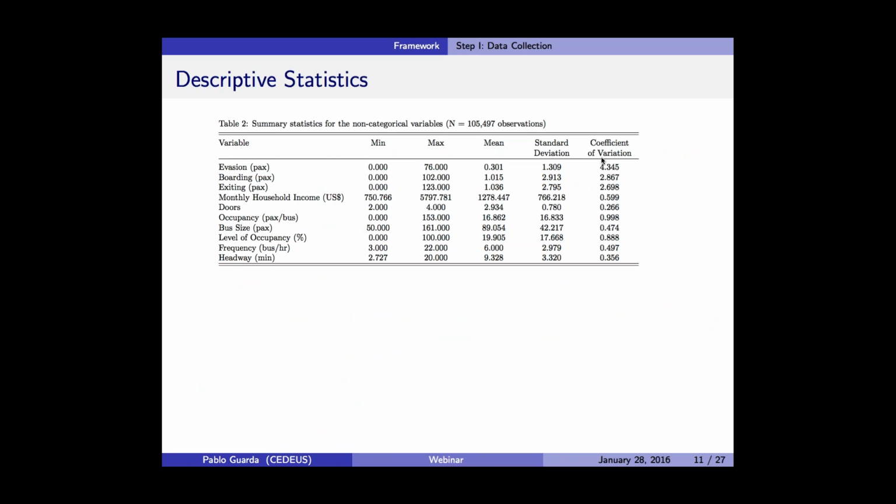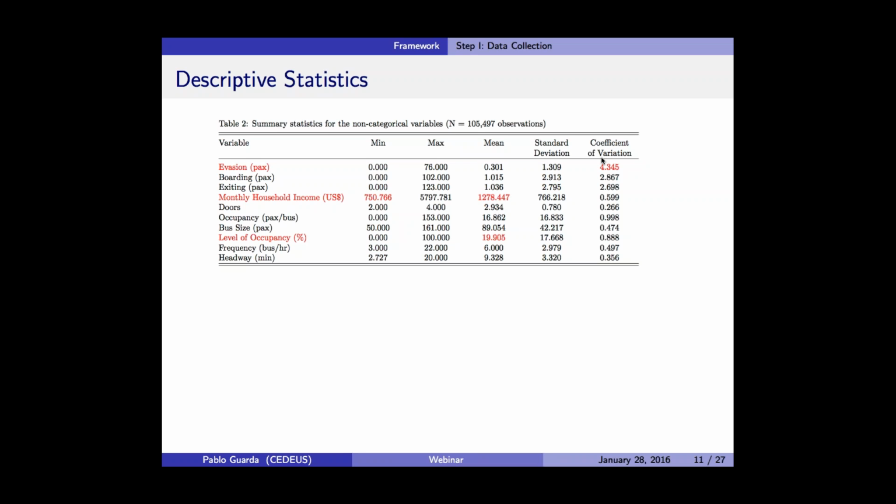Some summary statistics. In the first column, we have the different variables available in the database. In the following columns, the minimum, the maximum value, the mean, standard deviation, and coefficient of variation. I will highlight only some values of this table. Firstly, we can observe the coefficient of variation is very high. The coefficient of variation is calculated as the ratio between the standard deviation and the mean of this variable. So that's saying basically evasion changed a lot.